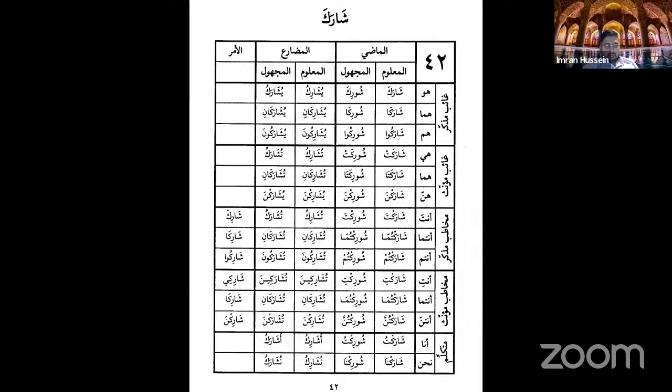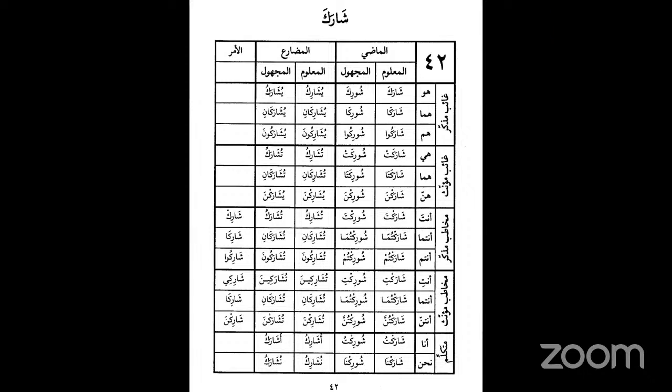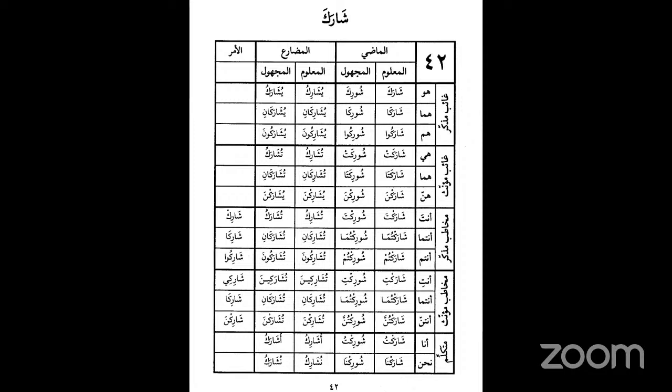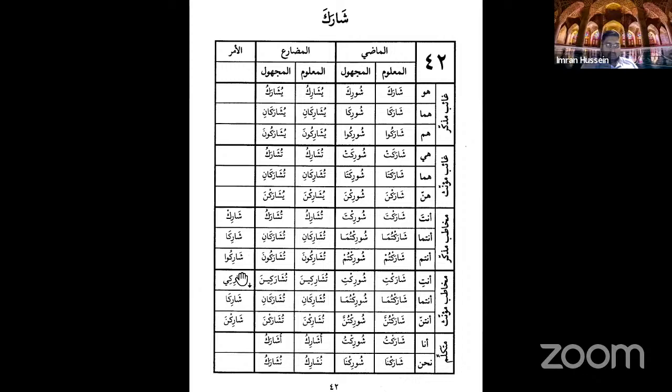Excellent. Brother Yusuf, are you there? Now, if I give you the verb qatala, yuqatilu, what would be the imperative? Qatil. Correct. Continue. Qatil, qatila, qatilu, qatili, qatila, qatilna. Excellent. Brilliant.